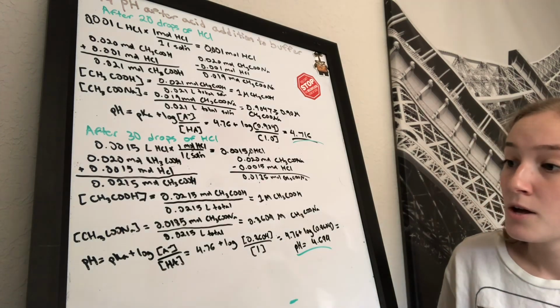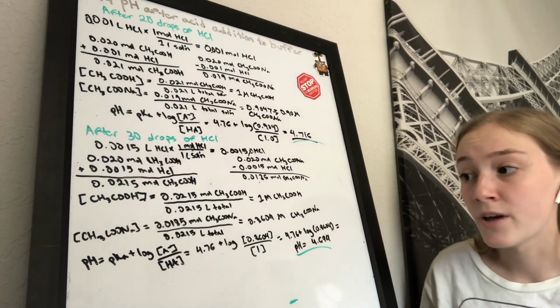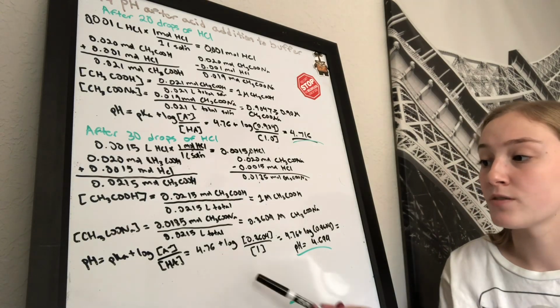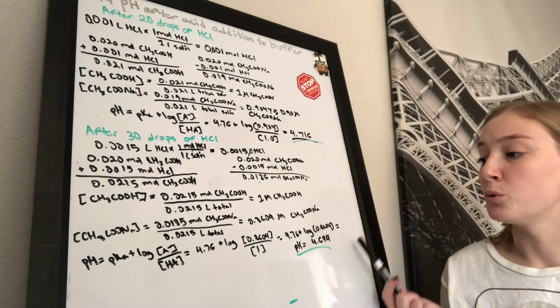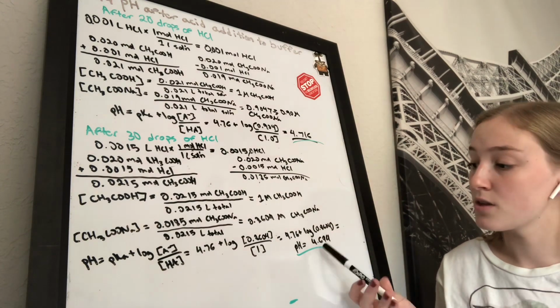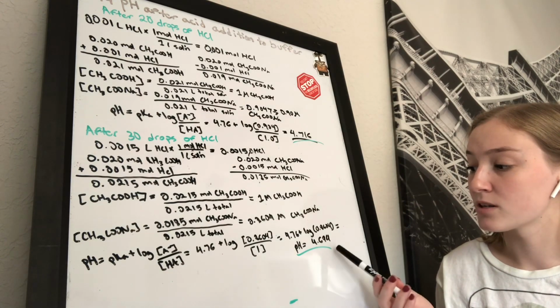We're going to do pH equals pKa plus log of A over HA, that's 4.76, plus log of this number right here over that number. You solve that out, and then you get pH equals 4.694.